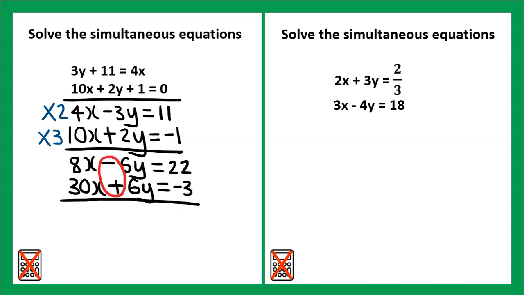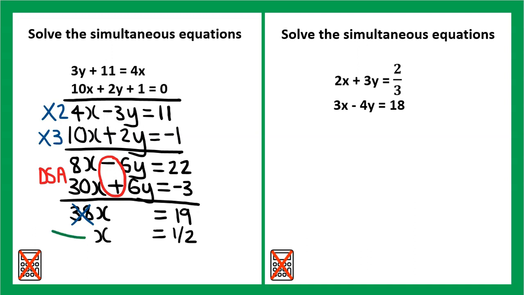This time the signs are different, so we're going to use different signs add. 8x plus 30x is 38x. 22 add -3 is 19. This is another thing to watch out for. We have 38x is equal to 19. We're not going to do 38 divided by 19 is 2. It needs to be the other way around. 19 divided by 38, which means that x is actually a half, or 0.5.